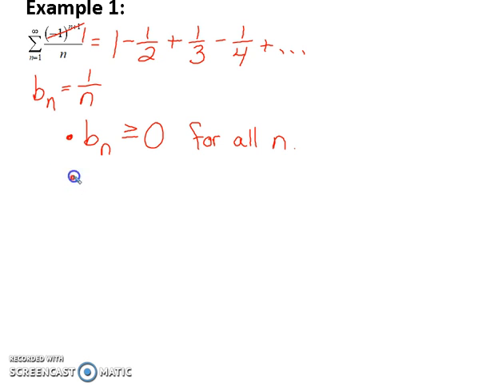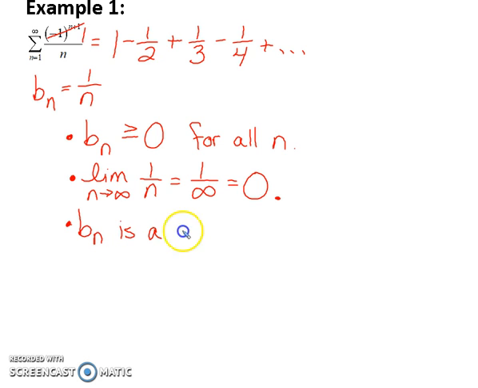Then the next thing I would need to do is find the limit as n goes to infinity for my b sub n expression, and that is 0. My second bullet point has been met. So then the third thing I want to do is say b sub n is a decreasing sequence.